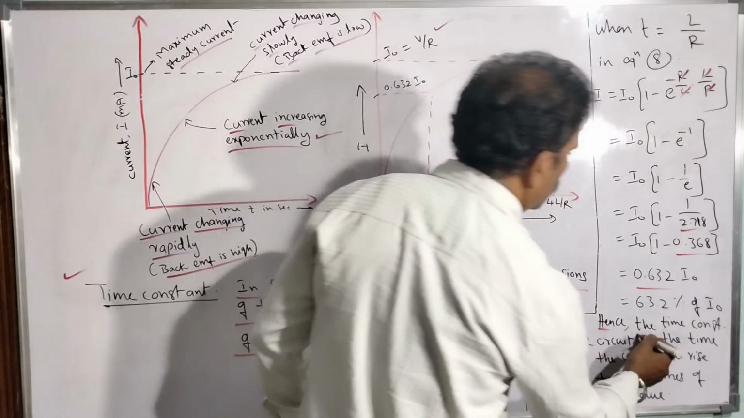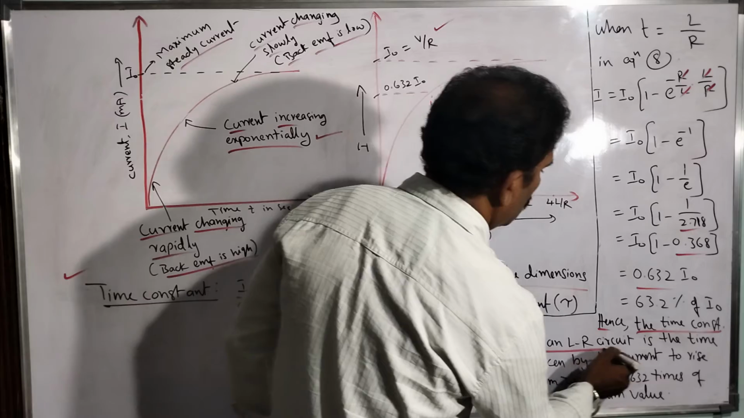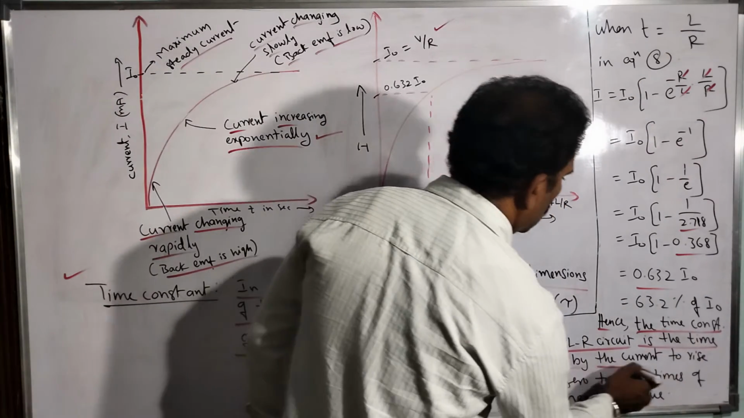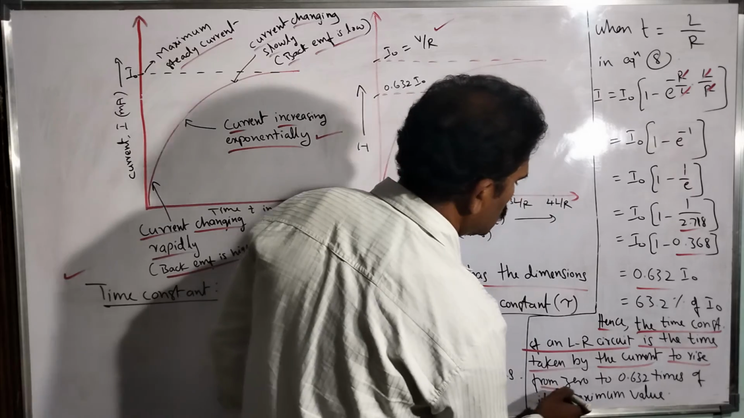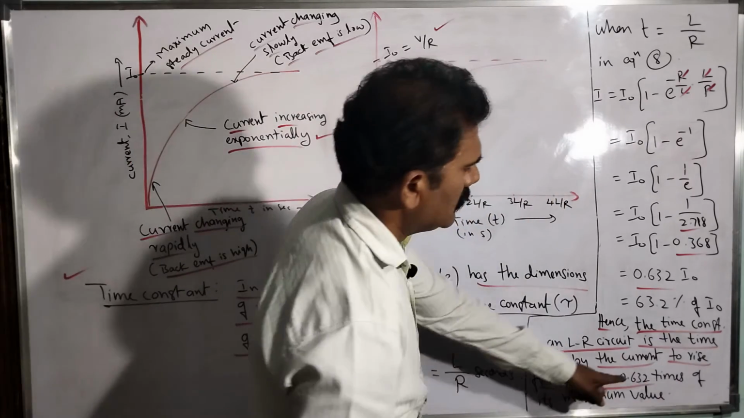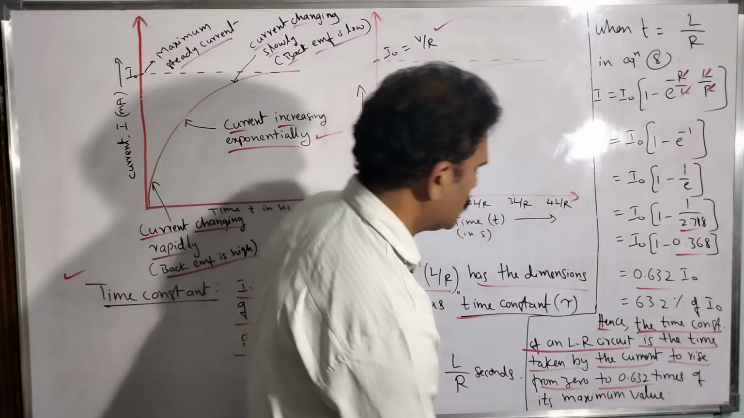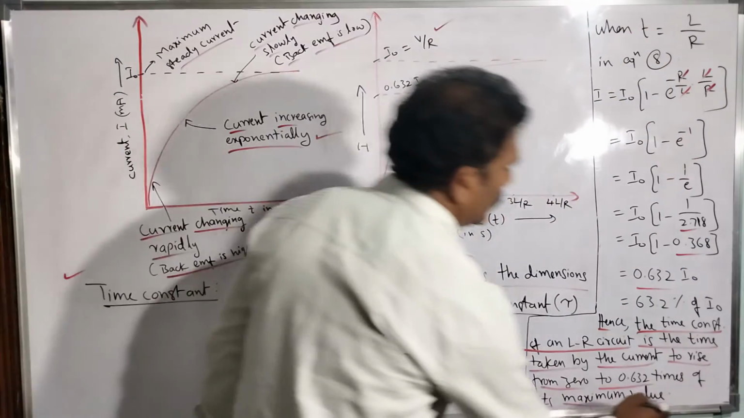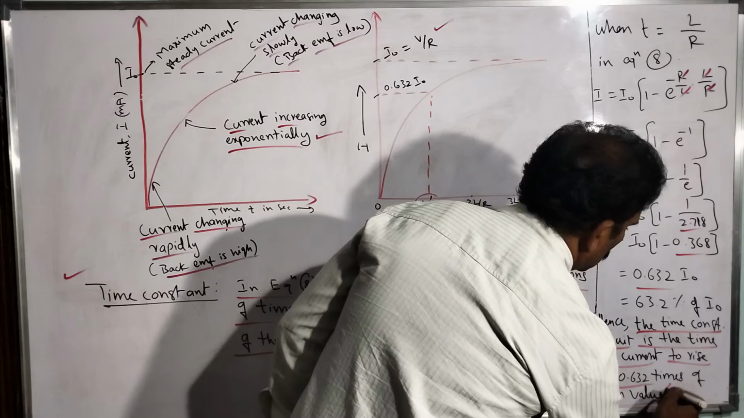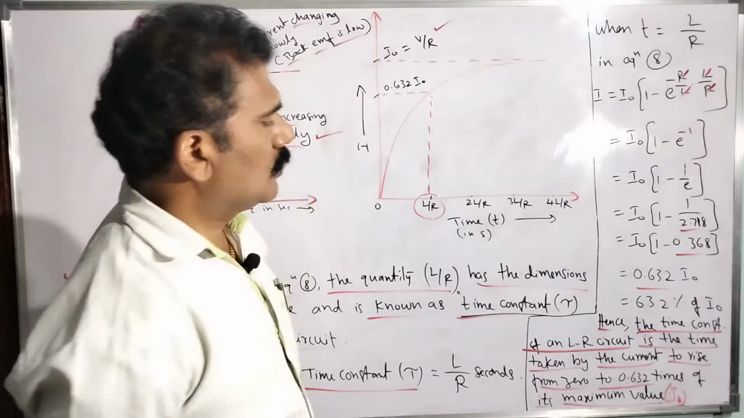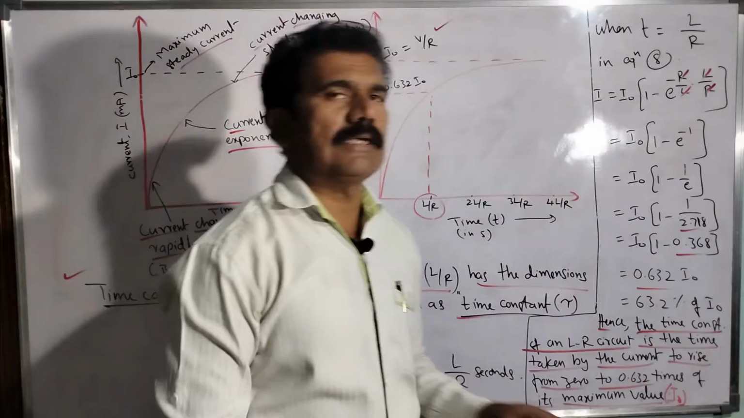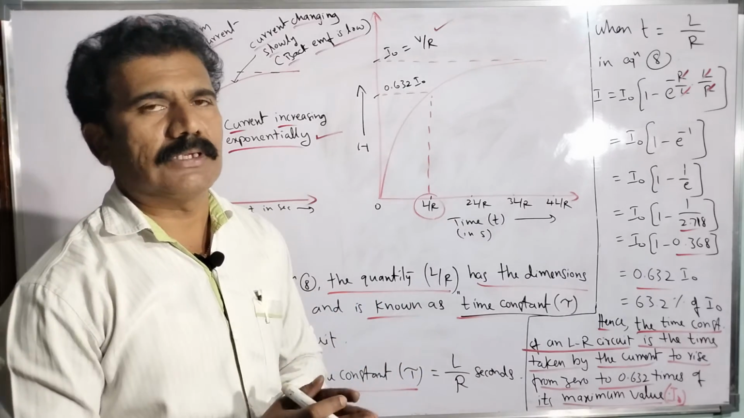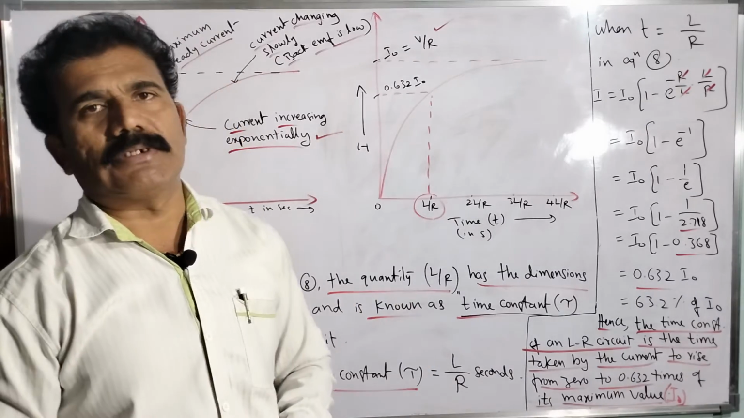Hence the time constant of an LR circuit is the time taken by the current to rise from 0 to how much? 0.632 times its maximum value. Maximum value is I naught. So to reach 63.2% of its maximum value, what is the time taken for the current in the LR circuit? That particular time taken is actually called the time constant here.